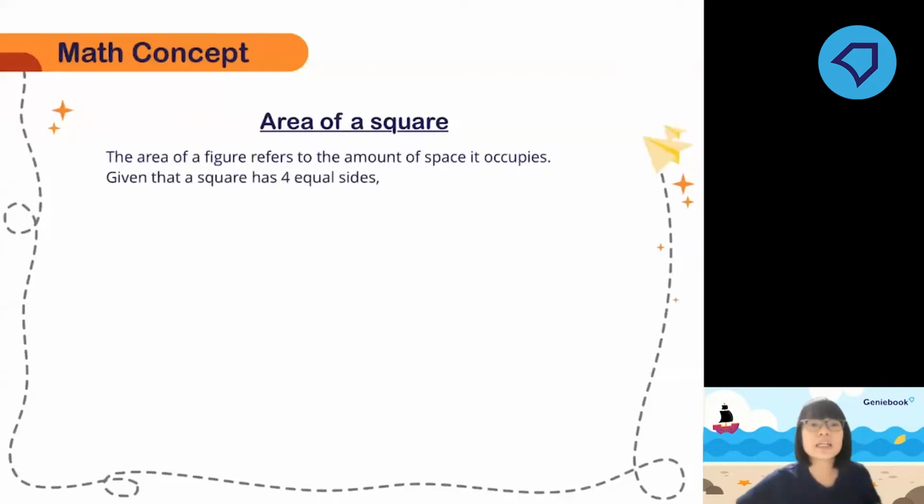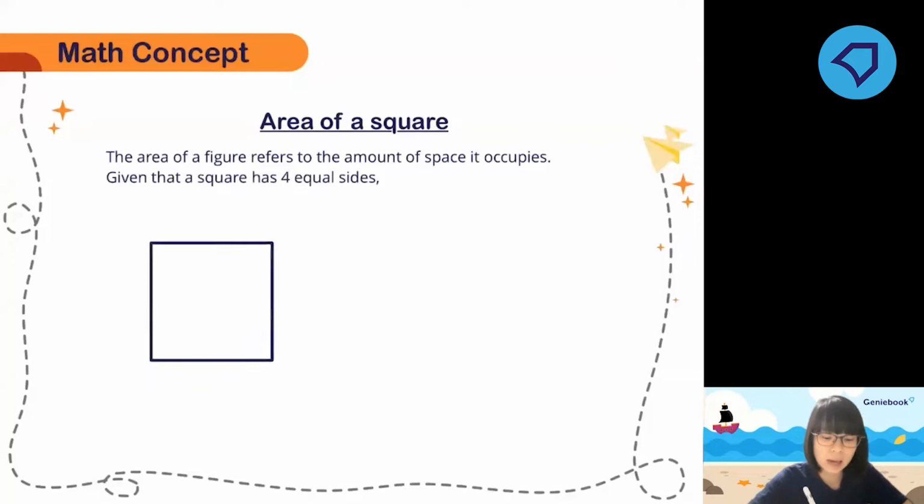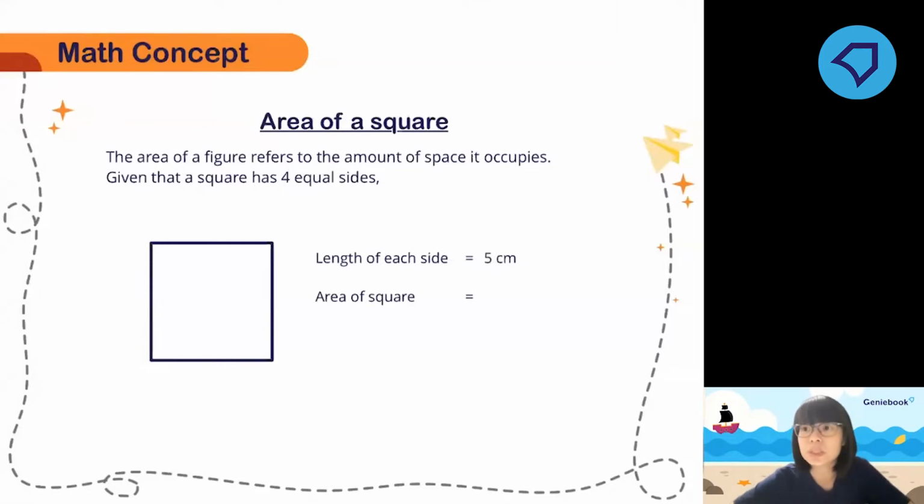So if we are given a square that has 4 equal sides, so let's take a look over here. This is our square and the length of each side is 5 cm. When we want to find the area of the square, what do we need to do? How do we find the area of the square?